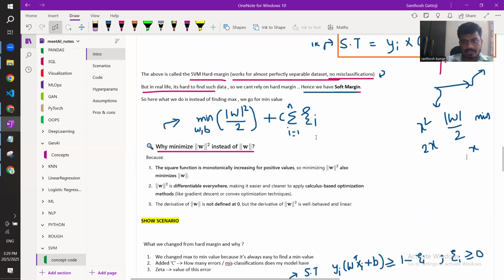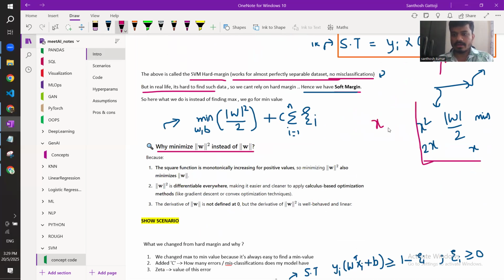So what will happen here is you are having, for example, x and x square. This value, you want to find out the minimum value. x square will give you the maximum value when compared to x. That is true. But you want to find out the minimum value of x square.